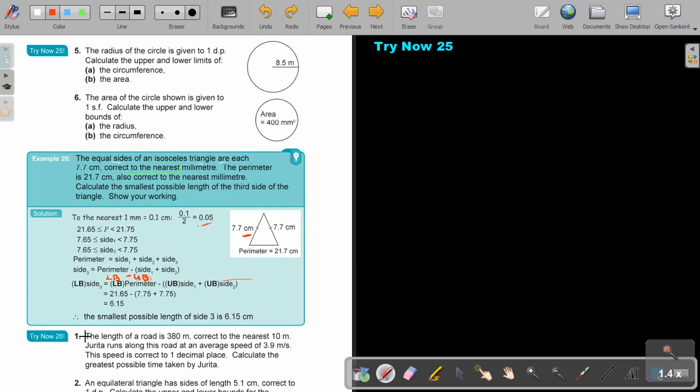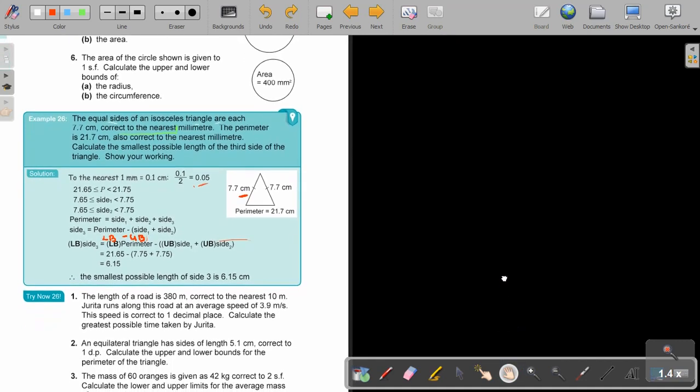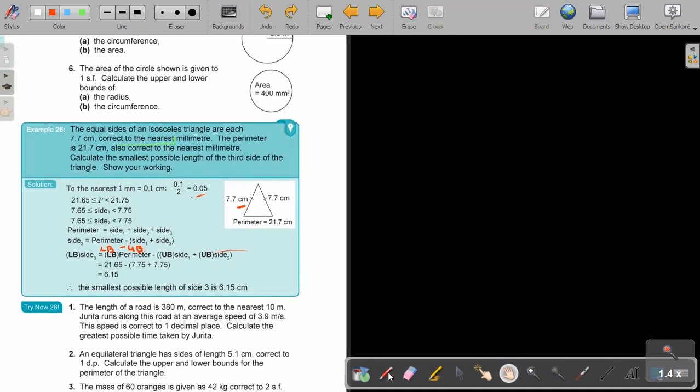I think we can do this. Let's keep to the triangles. Here's another triangle one. I want you to stop the video and do number 2. You can continue the video as soon as you are finished.